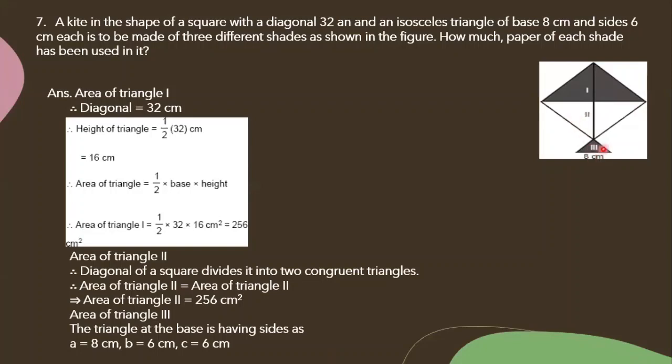Third one. Yes, ma'am. Here, this is an isosceles triangle. Equal side they gave 6 centimeter, base value 8 centimeter. So here we'll apply the area of a triangle by using Heron's formula. What is the perimeter of this small triangle, children? 6 plus 6 plus 8, 20. Semi-perimeter? 10. Very good.